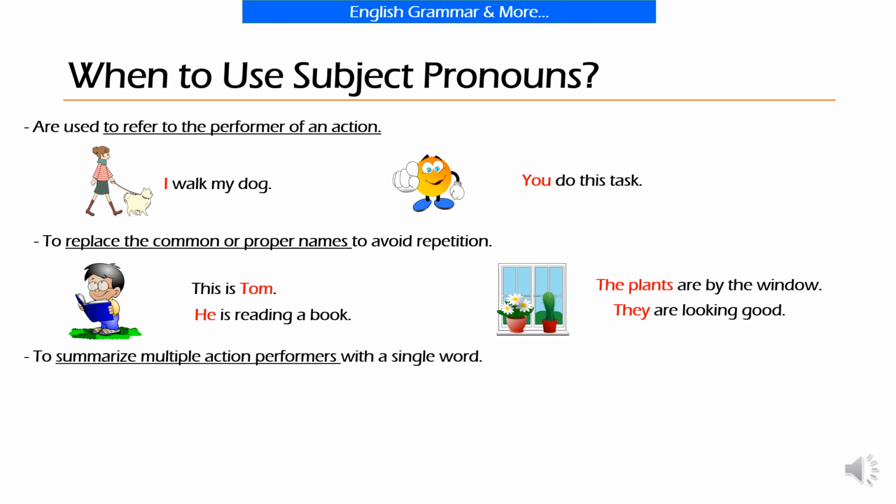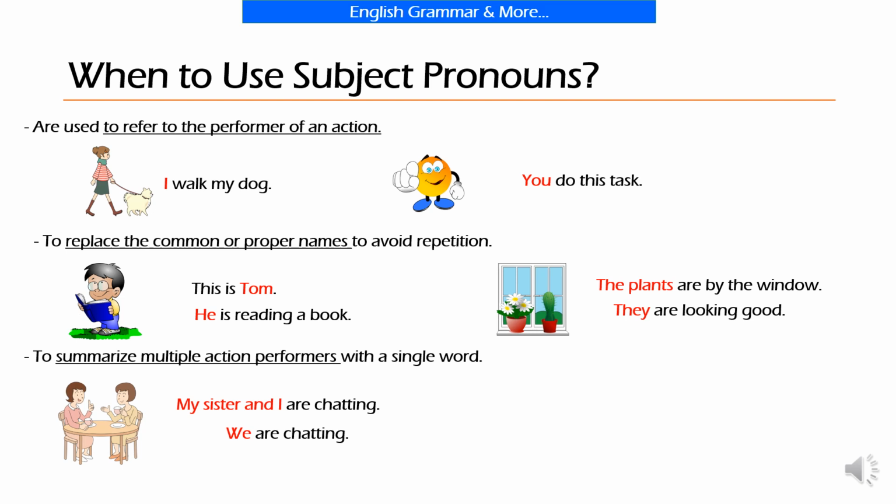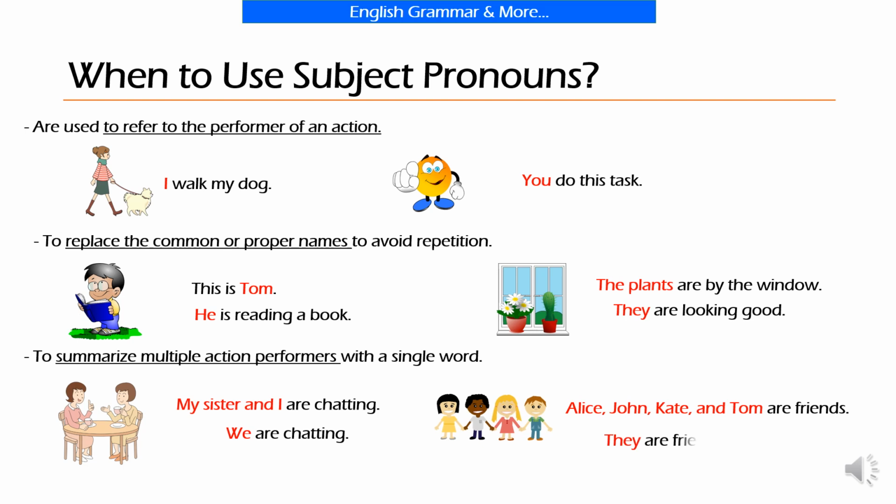Lastly, we use subject pronouns to summarize multiple action performers with a single word. For example, my sister and I are chatting. As you can see here, there are two performers in this sentence. By using a subject pronoun, we can simply say we are chatting. Or, Alice, John, Katie, and Tom are friends. As you can see, there are four names mentioned here. By using a subject pronoun, we can simply say they are friends.